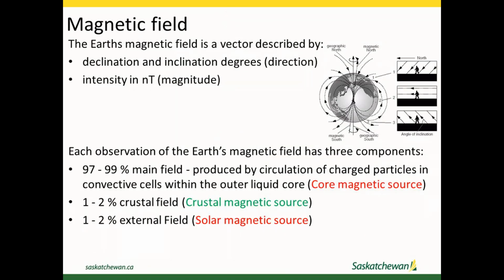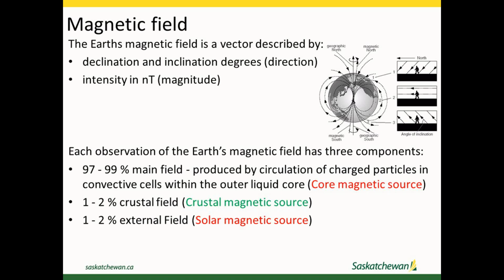Just a few basic facts about the Earth magnetic field, as you're working with magnetic data. The Earth magnetic field is a vector. Its direction can be described by inclination and declination degrees. Inclination is the angle between the magnetic vector and horizontal, and declination is the angle between magnetic north and geographic north. The magnitude of the vector is described as magnetic intensity, and it's usually reported in nanotesla.